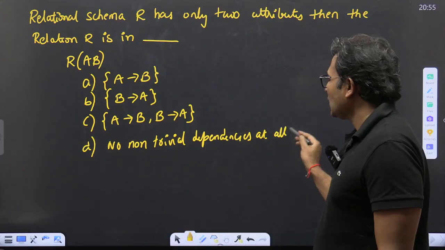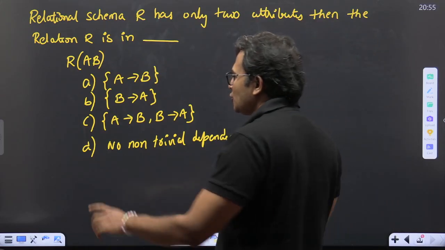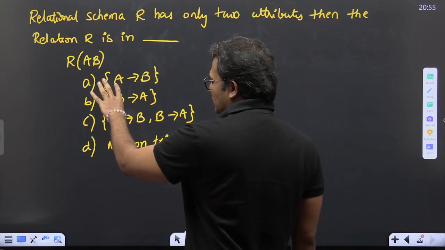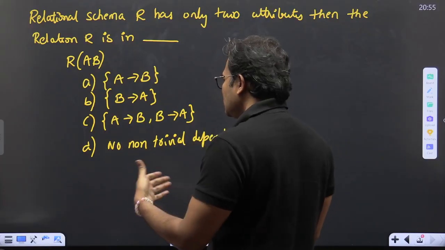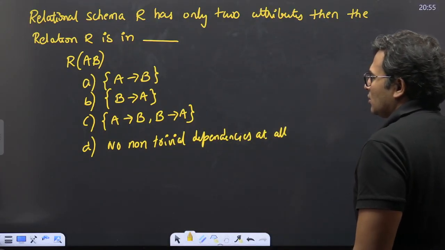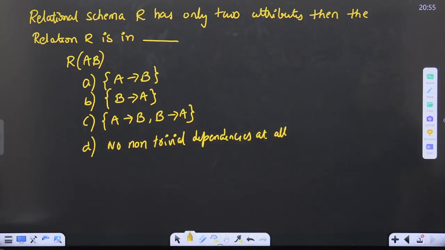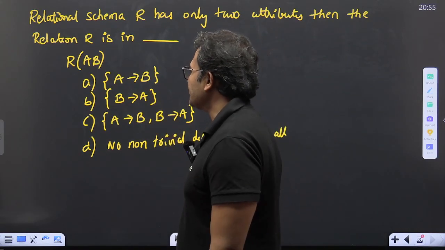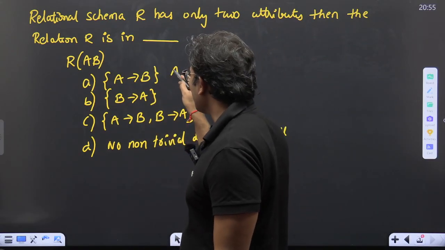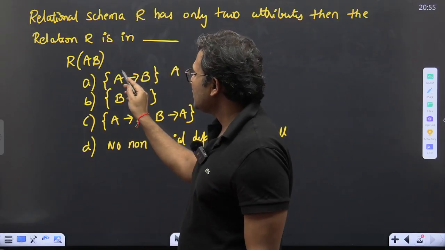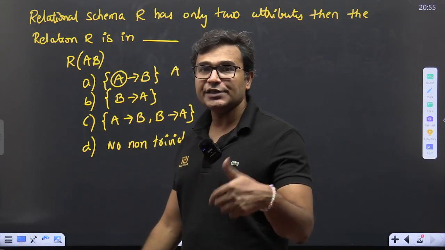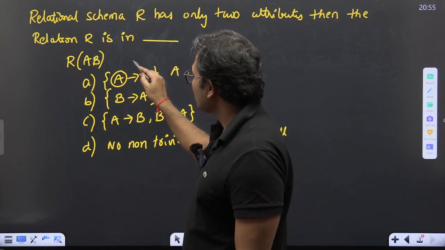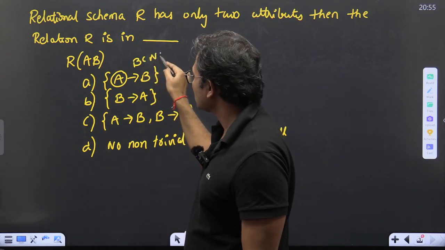Okay, so if you observe it, these are the only non-trivial dependencies possible, and the other case is there can be no non-trivial dependencies at all, right? Now let us take the case A determines B. Now the candidate key is A, and A is on the left hand side. So the left hand side is a candidate key. Therefore, this comes under BCNF, right?